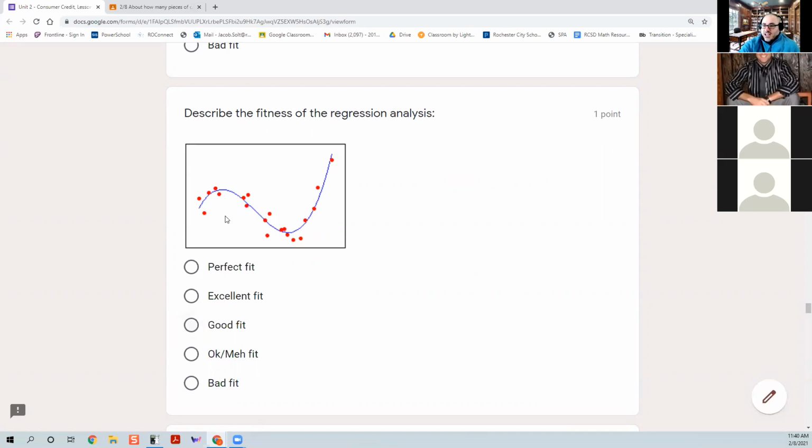I would definitely call this good. If you want to call it excellent, that'd be all right. It's definitely not a bad fit. It's definitely not a perfect fit. I think it's better than okay, meh, right? It is kind of giving us a nice prediction.